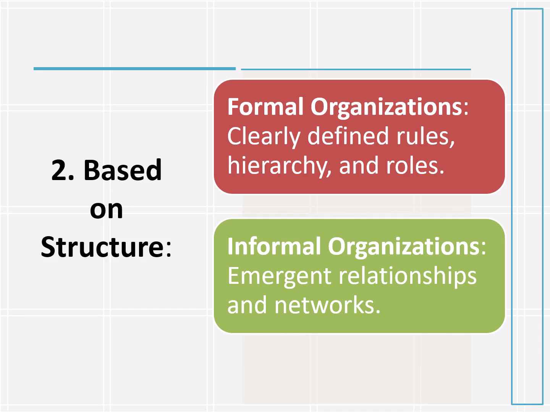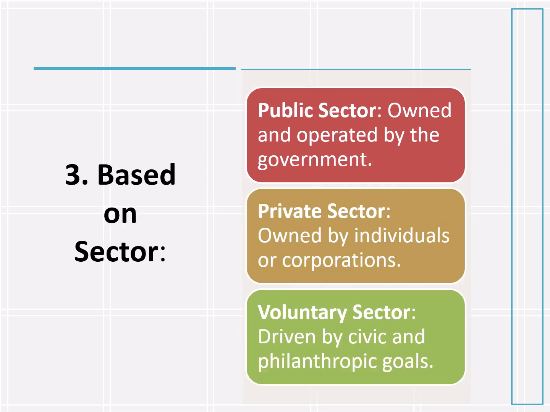Formal organizations have clearly defined rules, hierarchies, and roles, while informal organizations consist of naturally emerging relationships and networks among members. Organizations can also be classified by sector into the public sector, which is government-owned and operated, the private sector, owned by individuals or corporations, and the voluntary sector, motivated by civic and philanthropic objectives.